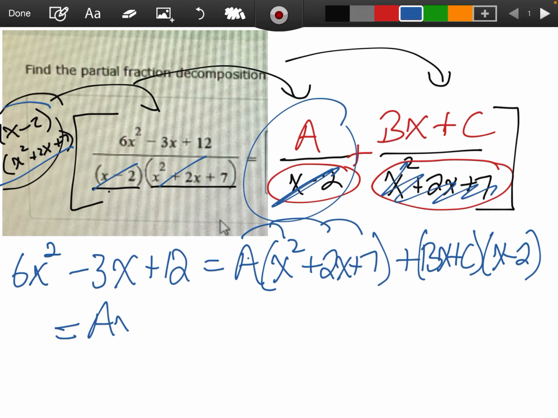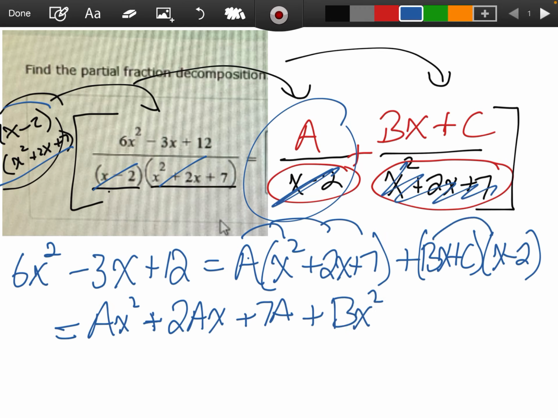Okay, so now I'm going to go real slow here. I'm going to distribute my a. So that's going to give me an ax squared plus 2ax plus 7a plus, okay, now we're going to start filling this out. So that's bx squared minus 2bx plus cx and then minus 2c.